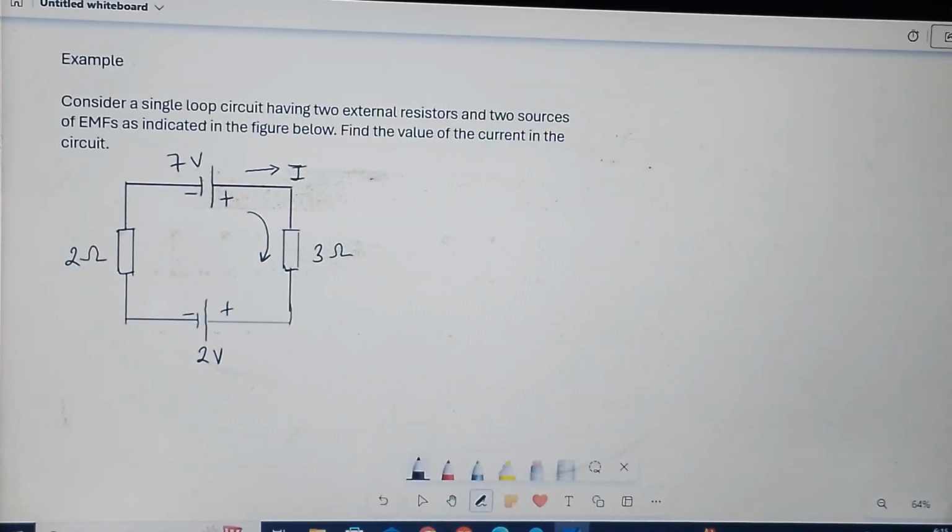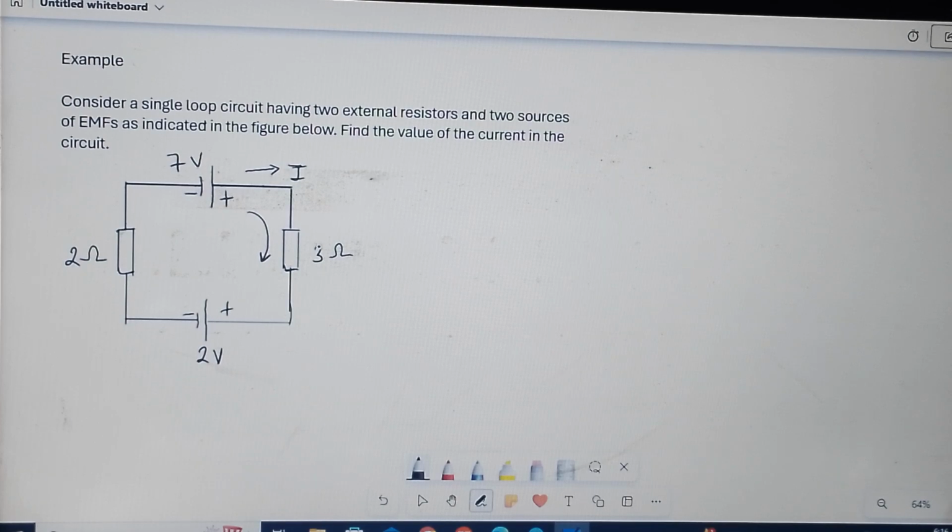So let's consider this single loop circuit first before we consider more complex circuits. For this single loop circuit, we have two external resistors. One is 3 ohm, the other is 2 ohm, and you have two sources of EMF. One is 7 volts, the other is 2 volts. We have to find the value of the current in the circuit. Now you can see the direction of I in the circuit.